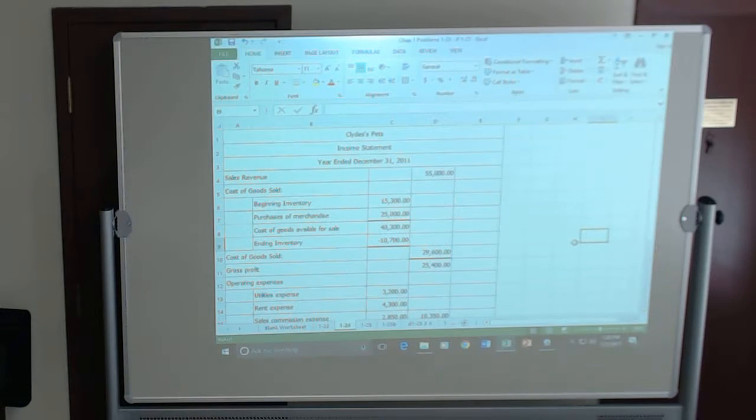Now, to get the gross profit, you take the revenue minus the total cost of goods sold. So sales revenue minus cost of goods sold equals the gross profit. So even though he's had this cash flow of $55,000 that's gone through his account, he's really only made $25,000.